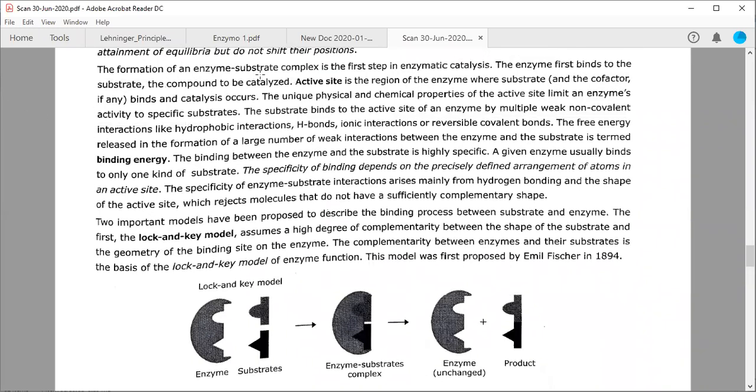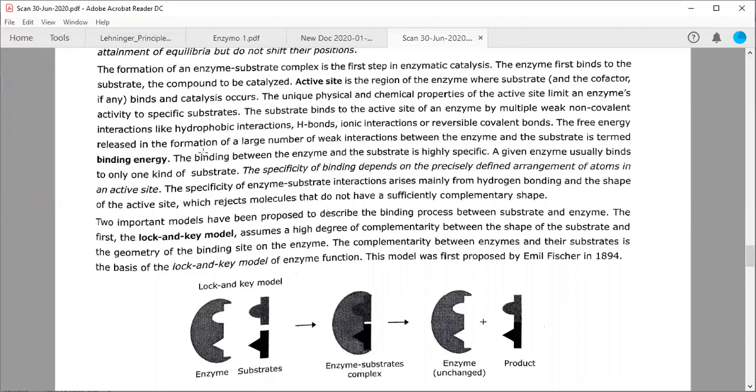The formation of the enzyme substrate complex requires the active site. This active site is able to bind specific substrate molecules. Once the specific substrate molecule is bound, it binds to the active site of an enzyme by multiple weak non-covalent interactions. Someone can ask you this basic question. The types of interactions formed between the enzyme active site and the substrate are multiple non-covalent interactions, for example hydrophobic interactions, hydrogen bonding, ionic interactions, or even in some cases reversible covalent bonds between the enzyme and the substrate.